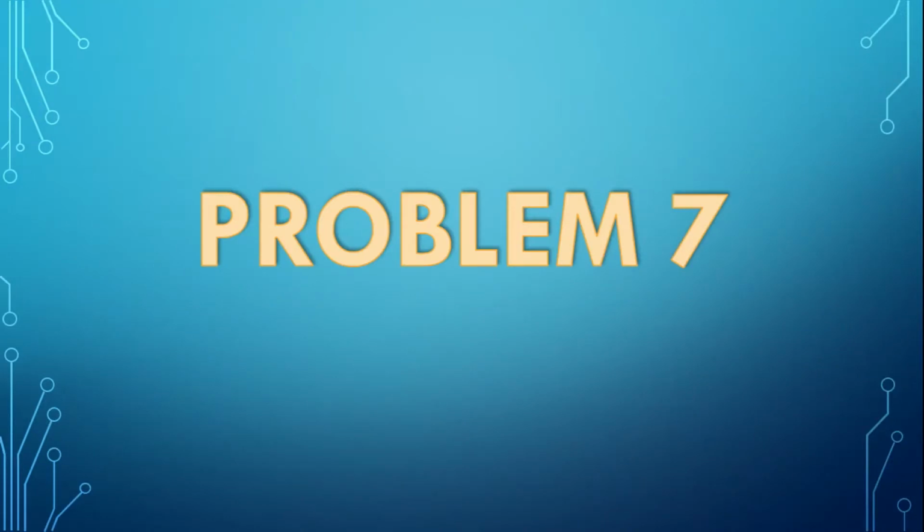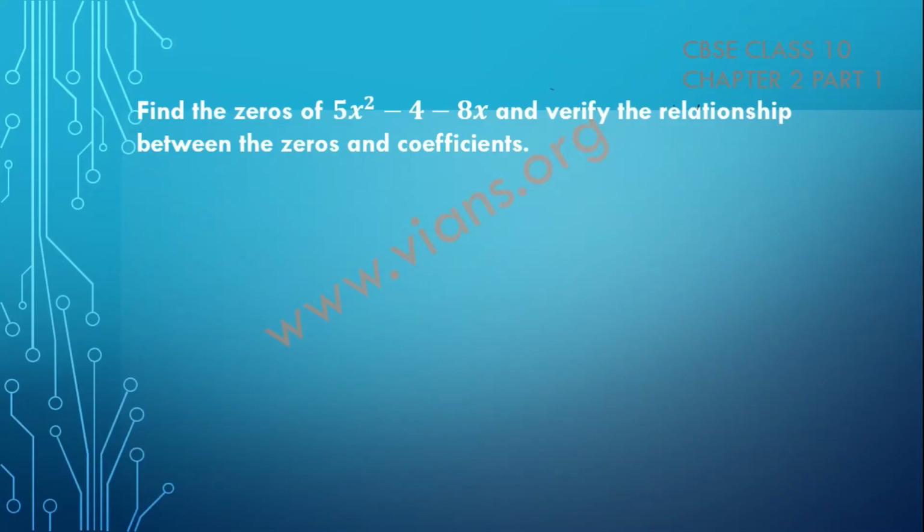Moving ahead to the next problem, that's problem 7. Find the zeros of 5x² − 4x − 8x. That's nothing but 5x² − 8x − 4.